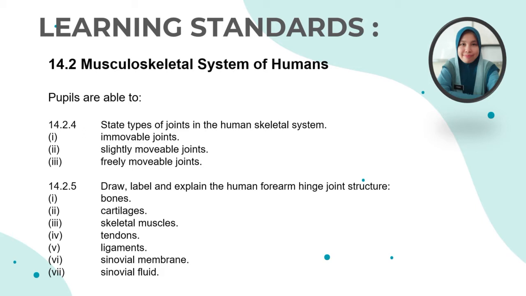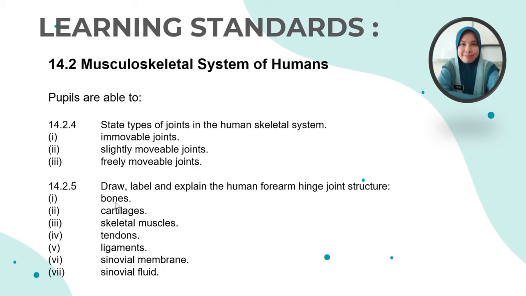For today we are going to continue with the other parts of the human skeletal system, which is very important. Let's go to the learning standards. Number 4: state the types of joints in the human skeletal system. They are immovable joints, slightly movable joints, and freely movable joints. These are the 3 types of joints in the human skeletal system.